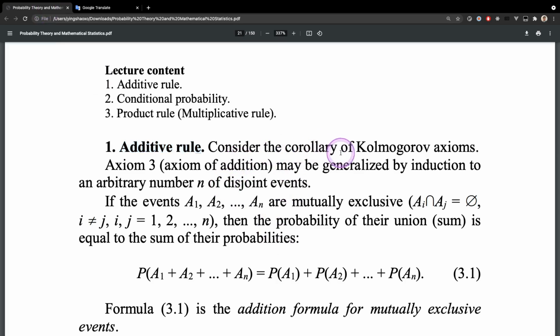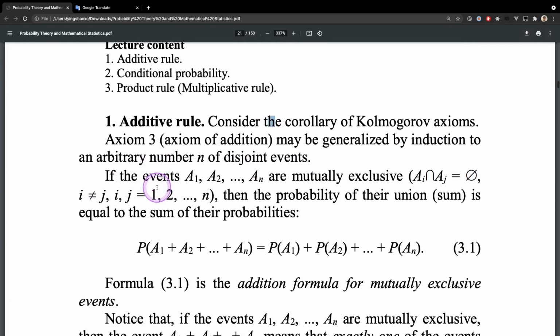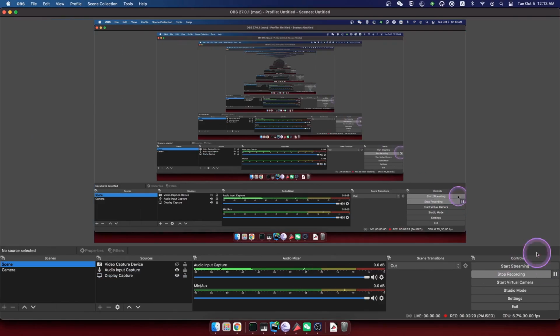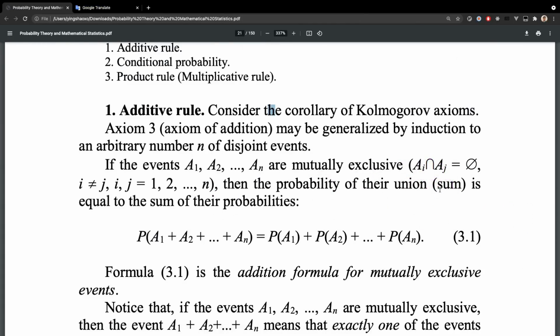Consider the corollary. It says it may be generalized by introducing, oh, this is wrong, it should be introducing an arbitrary number n of disjoint events. If the events A1, A2, ..., An are mutually exclusive, Ai ∩ Aj equals the empty set, then the probability of their union is equal to the sum of their probabilities.